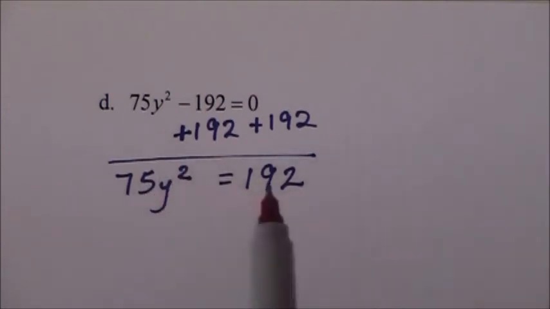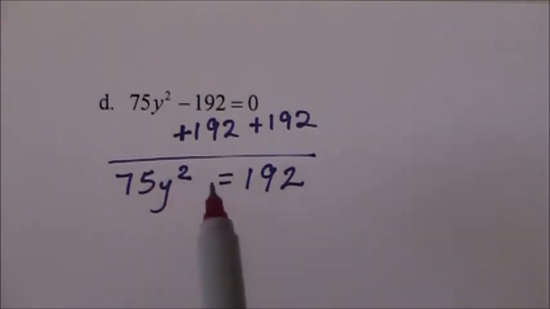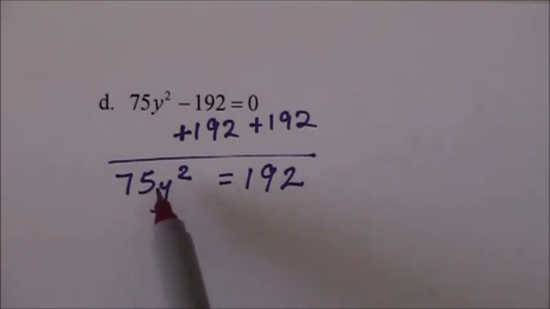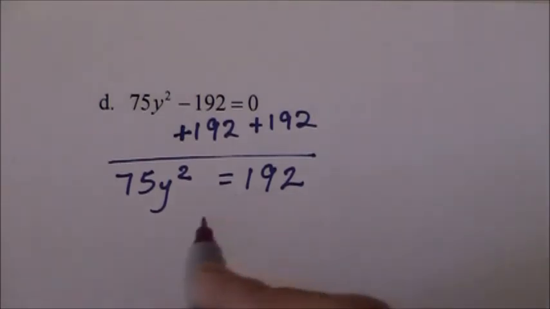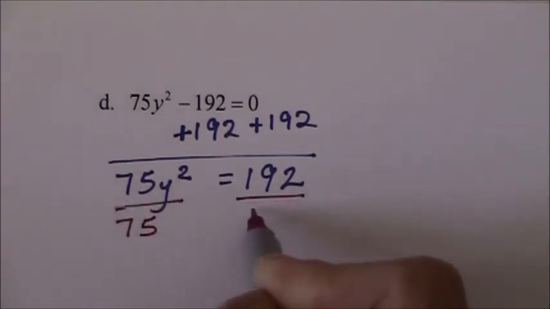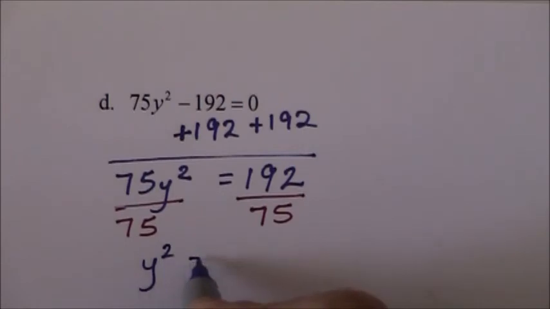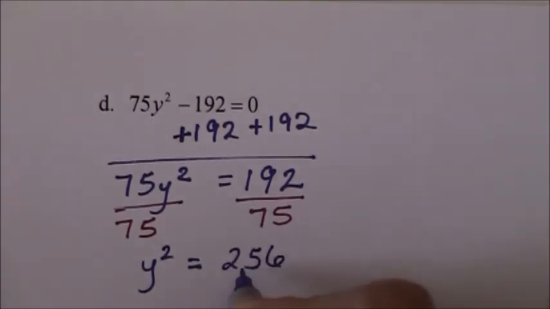If we were writing this out, we recall that this is a multiply, 75 times y squared. So although we don't see the symbol, there is a multiplication symbol happening, which does move it further away than that exponent as well. So dividing both sides by 75, we get y squared is equal to 2.56. There we go. So y squared is equal to 2.56.